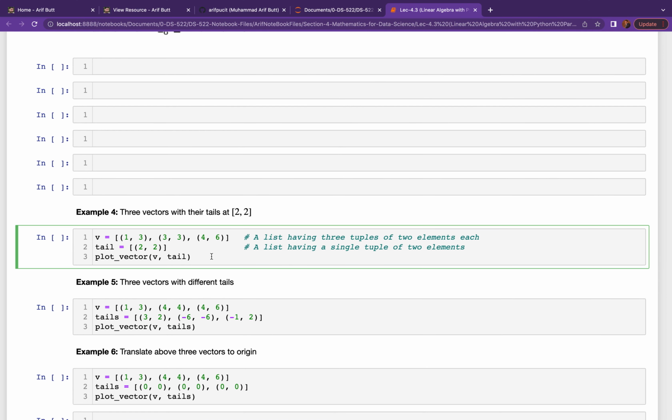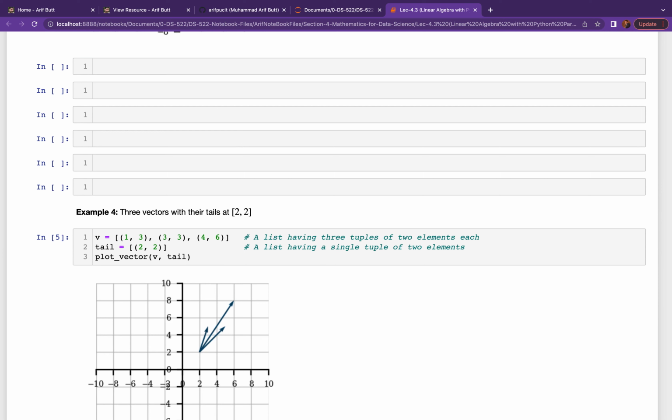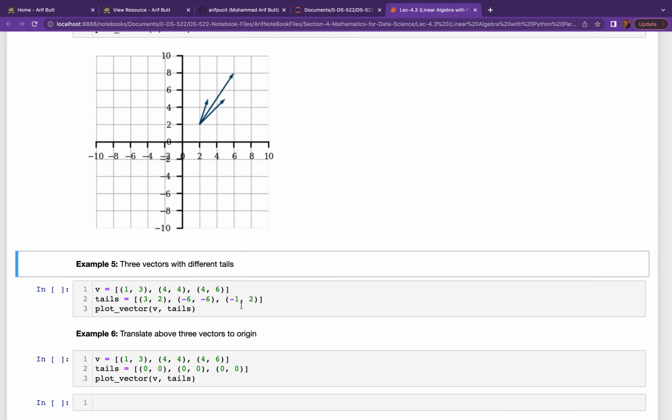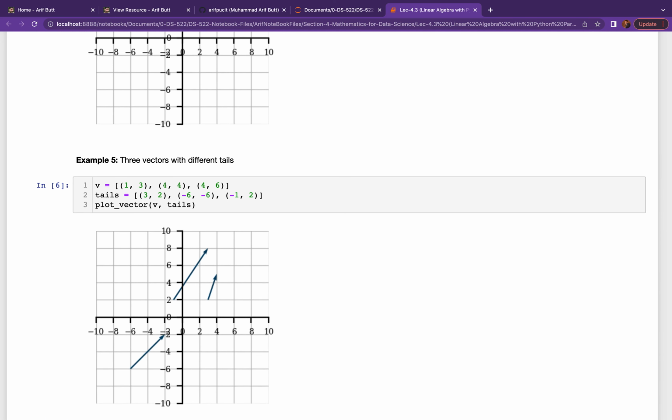Fine, let me run the code of this example 4 as well. Over here I am drawing 3 different vectors, all having their tails at point 2, 2. Let me run this example code. Okay, so over here I am drawing 3 different vectors, all having their tails at different points. And consider this small vector having its tail at point 3, 2 over here. And this is the vector actually 1, 3. Therefore, you can note its head is currently at location 4, 5. I hope this makes sense.